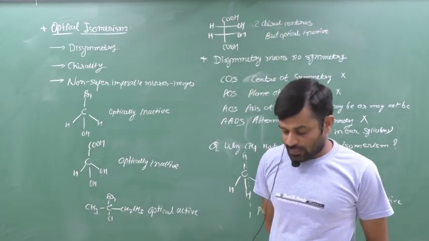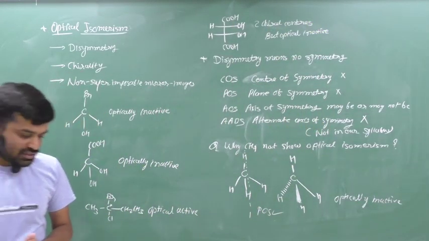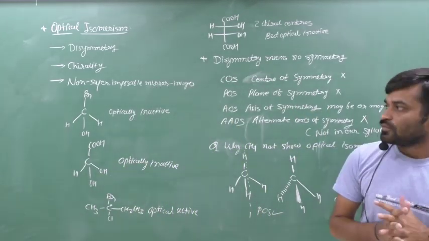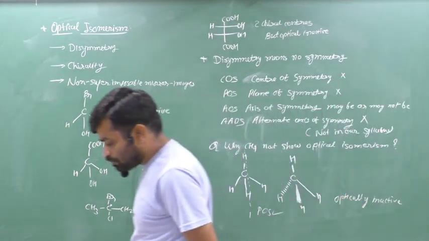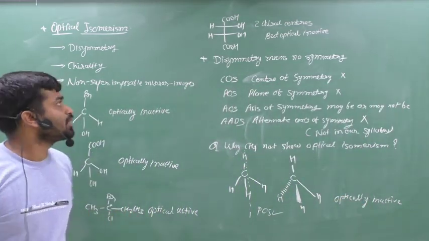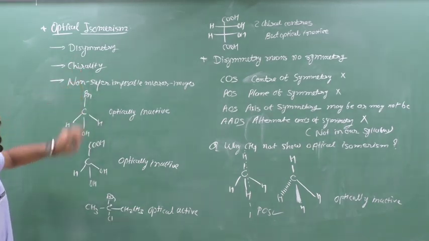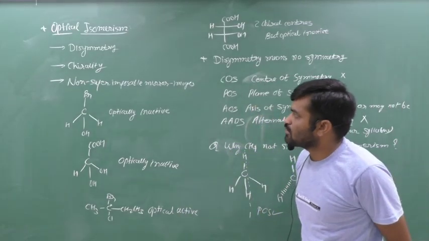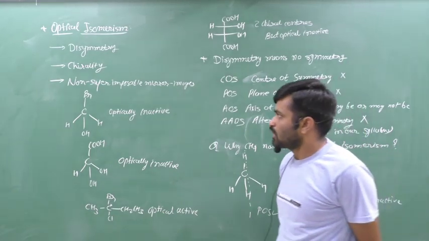Jai Shri Krishna, friends. Last time we discussed optical isomerism, in which we covered chirality and the chiral carbon or chiral atom. A compound that shows optical isomerism has dissymmetry, or chirality. If dissymmetry and chirality are present in a compound, then the compound becomes optically active.